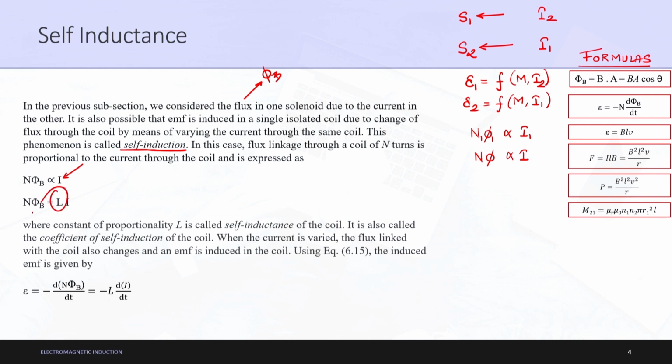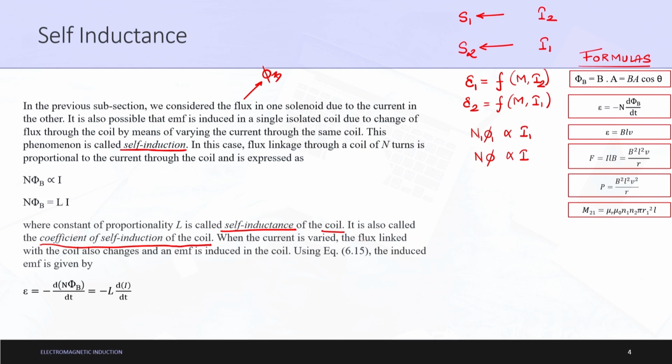What is L here? First we were writing M. What was M? M was mutual inductance. What is L? L is self inductance. The notation for self inductance is the capital letter L, where the constant of proportionality L is called self inductance of the coil. It is also called the coefficient of self inductance of the coil.